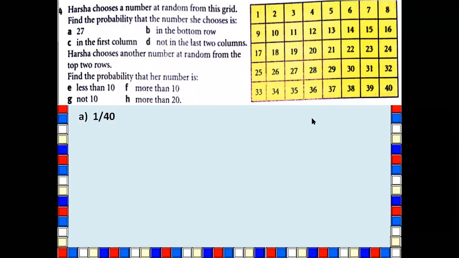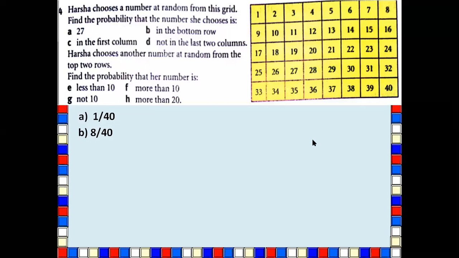B. In the bottom row, it's 6 over 40. In the bottom row, yes, we have the numbers from 33 to 40. Tala, why did you choose 6? How many numbers are down in the bottom row? Okay, count them. Oh, they're 8. Yes, you have 1, 2, 3, 4, 5, 6, 7, 8. Okay, so it's 8 out of 40.